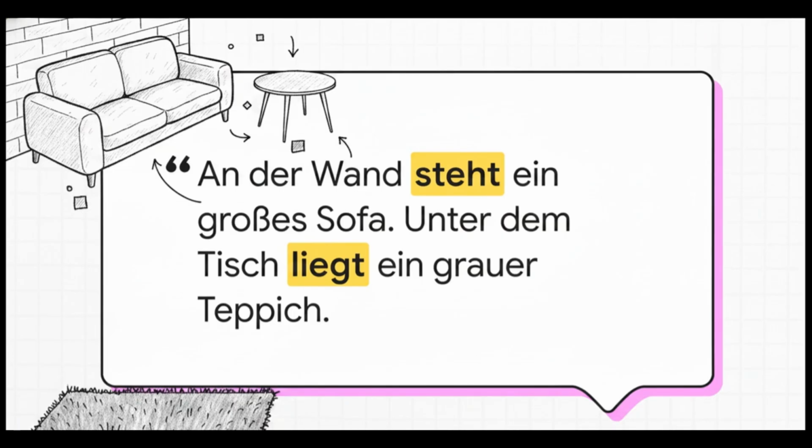Against the wall stands a large sofa. "Vor dem Sofa steht ein kleiner Tisch." In front of the sofa stands a small table. "Unter dem Tisch liegt ein grauer Teppich." Under the table lies a gray rug. It's quite literally a photograph translated right into grammar.